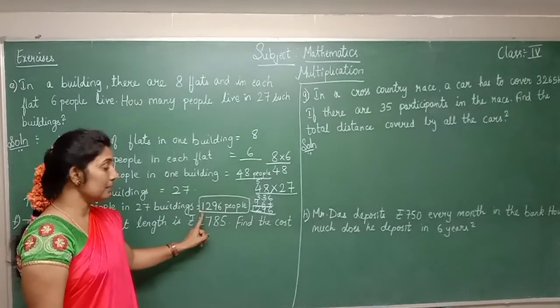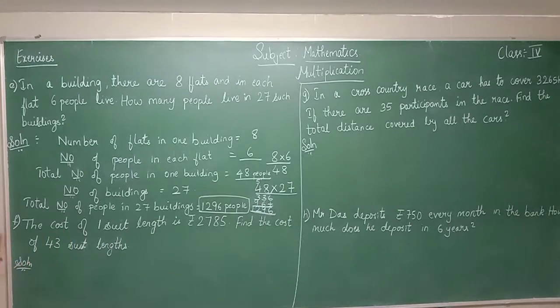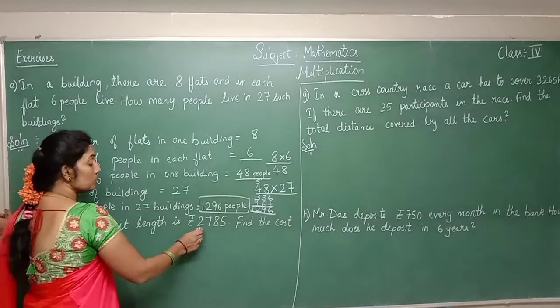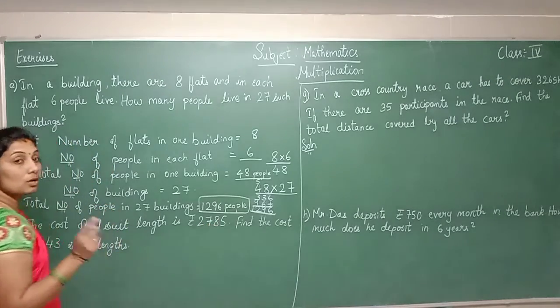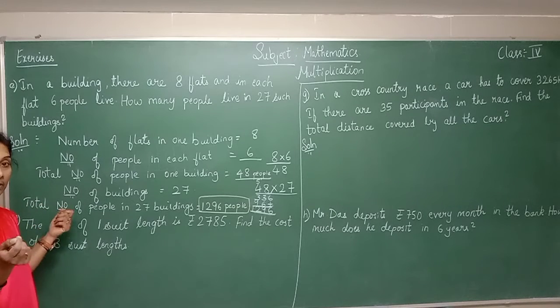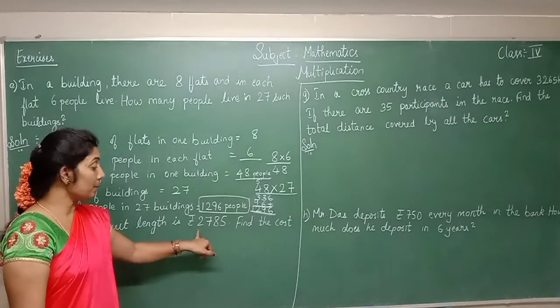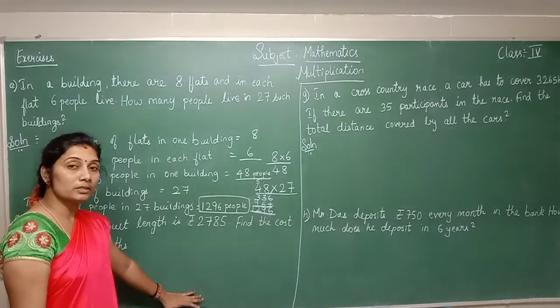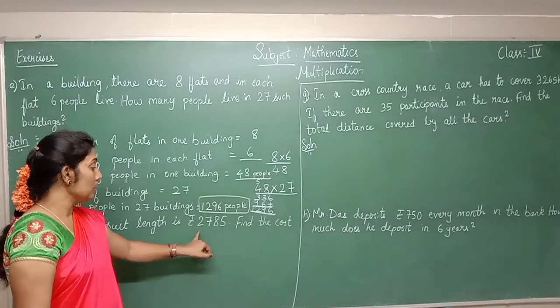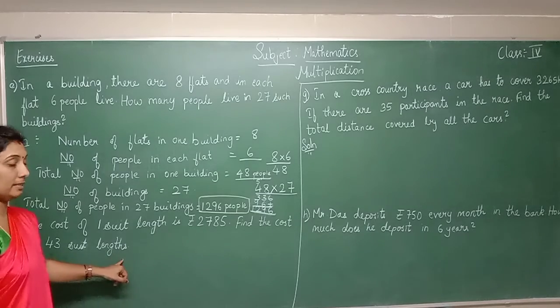So how many people are there together? It is 1296 people. Did you get this? Next, the cost of one suit length is 2785. When you take a suit for stitching, they will ask for a length. So one suit length is rupees. When they ask in rupees, your answer should also come with rupees. 2785. Find the cost of 43 suit length.